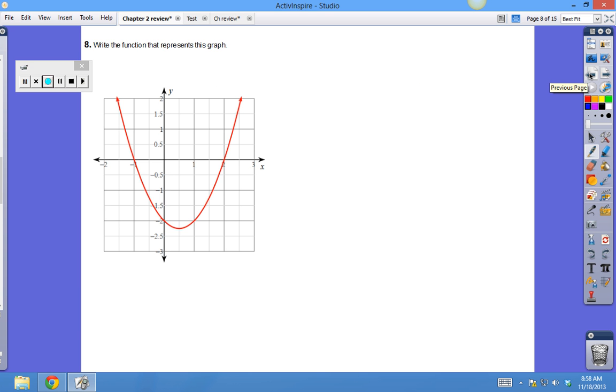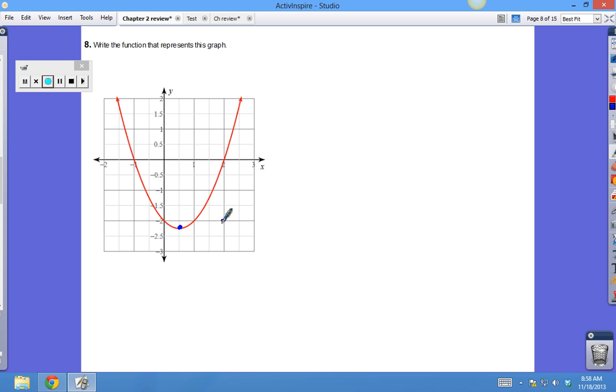Alright, number 8. Give me the function that represents this graph. So stare at it and ask yourself, you've got 3 models: standard, vertex, and factored. The vertex is not on an intersection, so the vertex is going to be some kind of a decimal. So you are not going to use vertex form, because the only way to get the vertex is to guess. It's between what 2 decimals. You do have zeros or roots or x-intercepts, so you're going to use the factored model. The factored model is y equals a(x plus or minus a root)(x plus or minus a root).